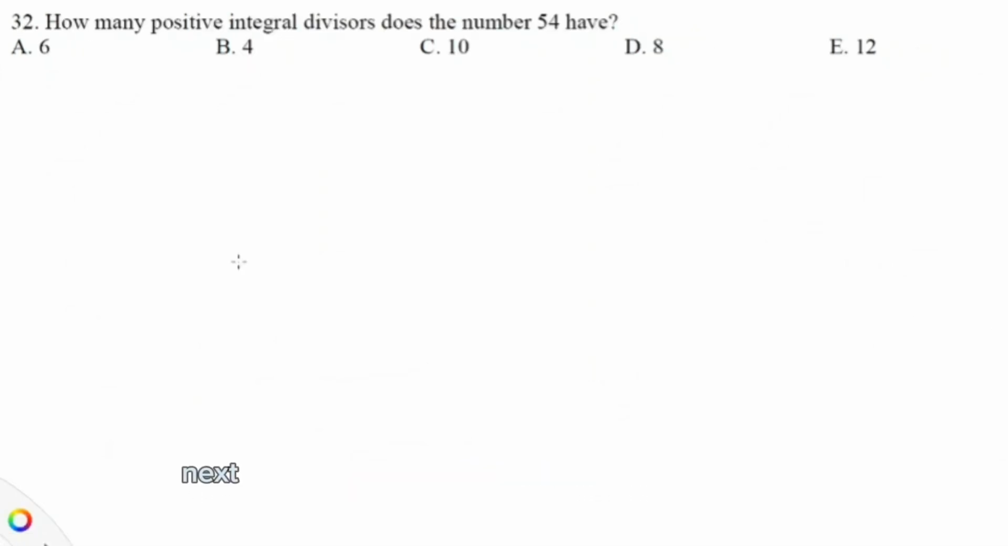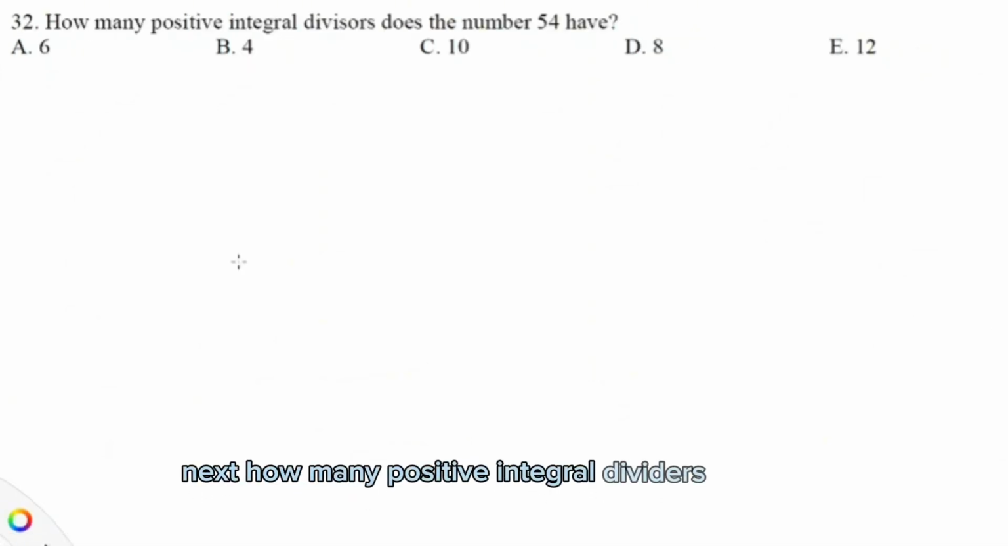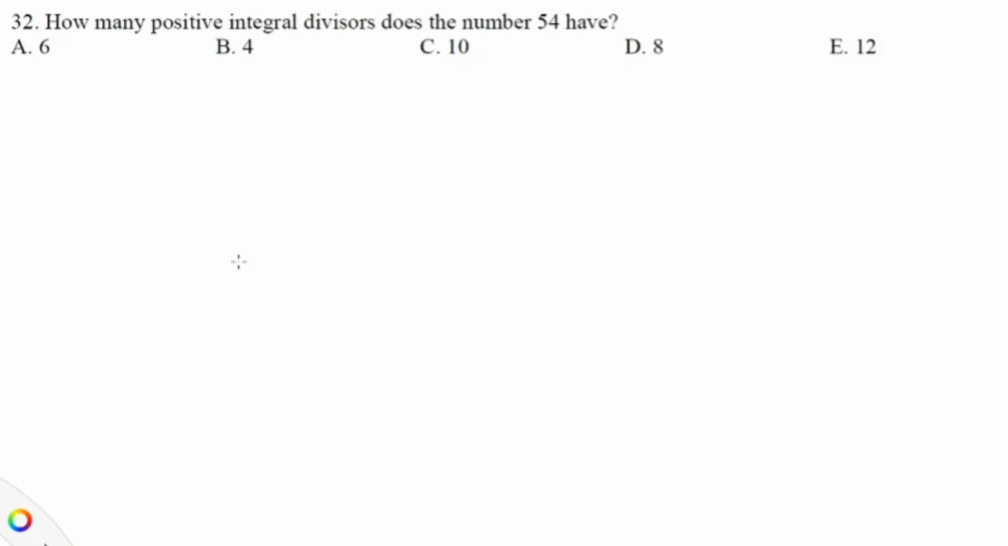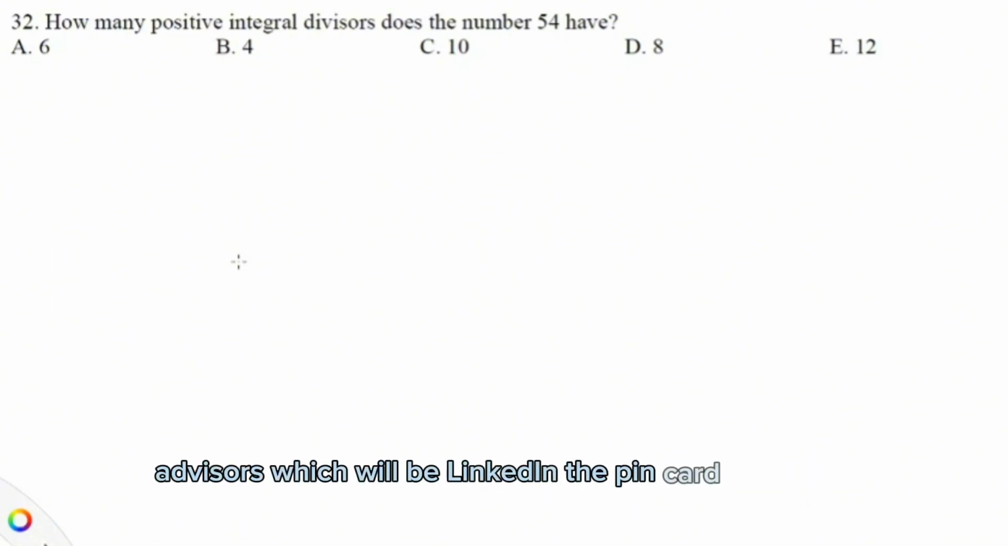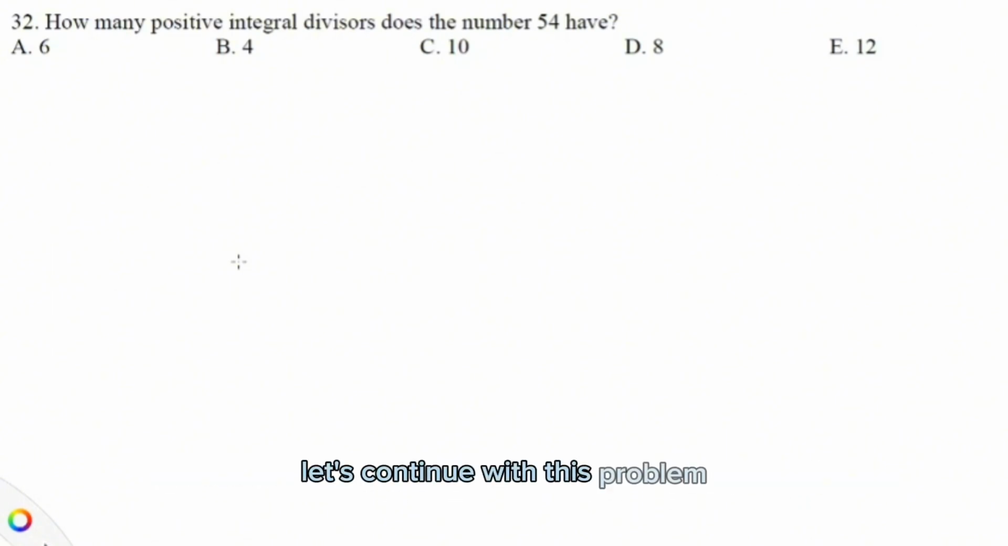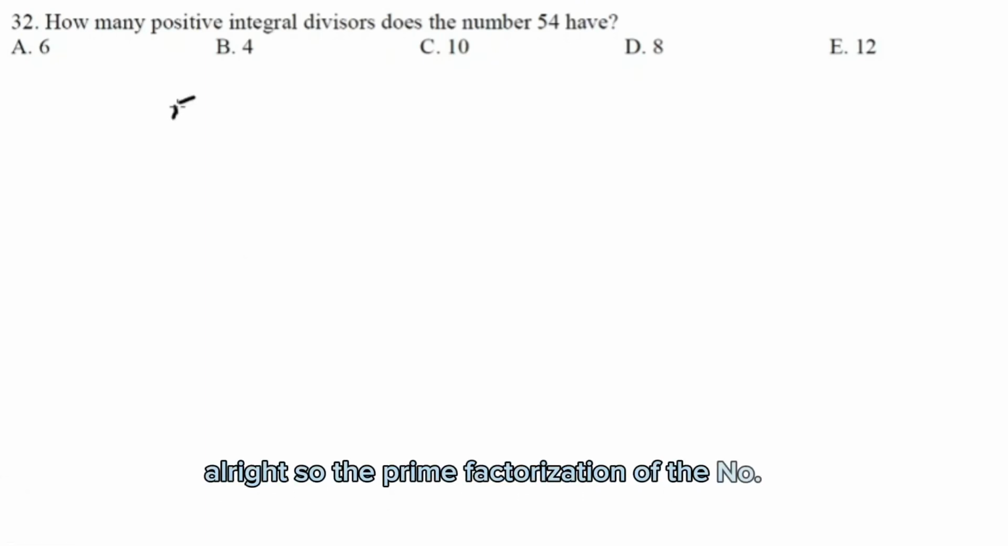Next, how many positive integral divisors does the number 54 have? Alright, so to solve this problem, I actually have a full video just on positive integral divisors, which will be linked in the pinned card at the top. But let's continue with this problem. So first we need to find the prime factorization. Again, I have a video on just how to do that in the pinned card at the top. So the prime factorization of the number 54.